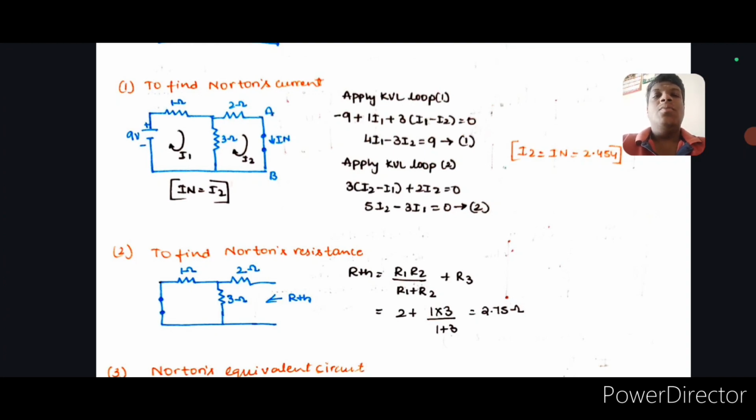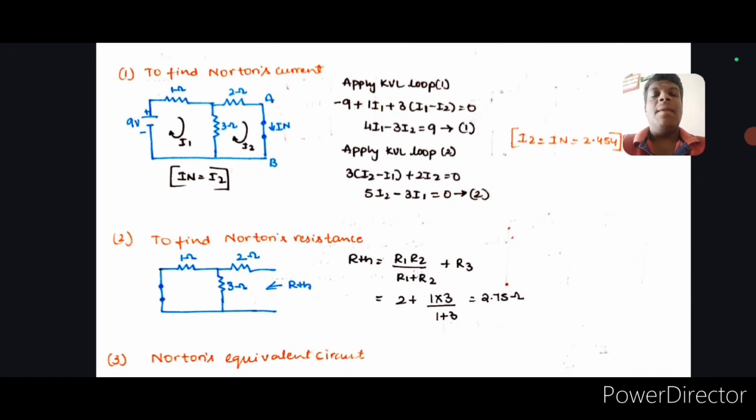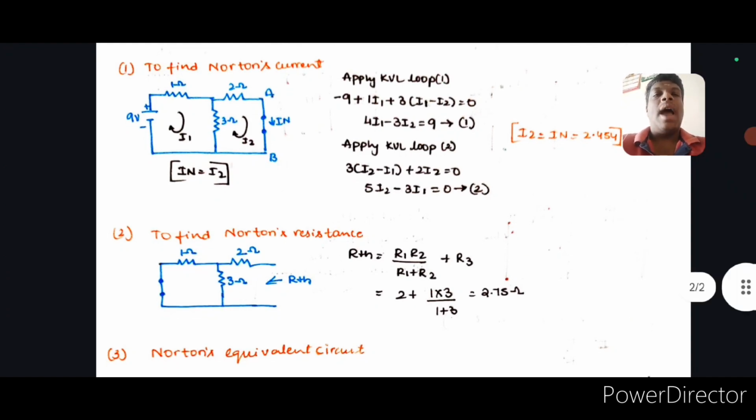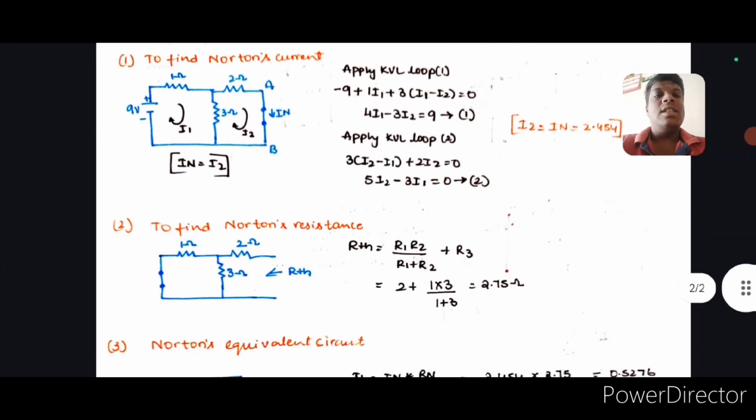Then apply KVL to loop 2. The 3 ohm is common to I1 and I2. Since we are considering loop 2, we give preference to I2 first. So 3 times I2 minus I1 plus 2I2 is equal to 0. When we resolve this, we get 5I2 minus 3I1 is equal to 0. This will be equation number 2. We can see in the diagram that I2 is equal to IN, so if we find the I2 value, that is the Norton's current.